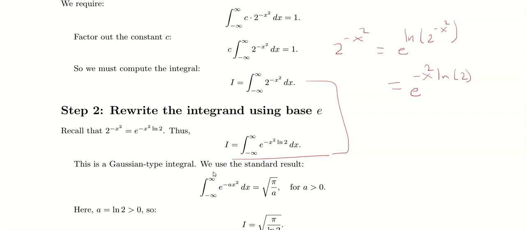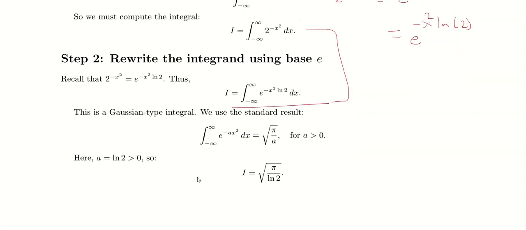Now recall, for a Gaussian type integral, if we have the integral from negative infinity to positive infinity of e to negative a x squared dx, that's going to equal the square root of pi over a. For us, a is going to be the natural log 2. So we'll replace a with natural log 2 to get the integral is root pi over natural log 2. And notice that natural log 2 is greater than 0.